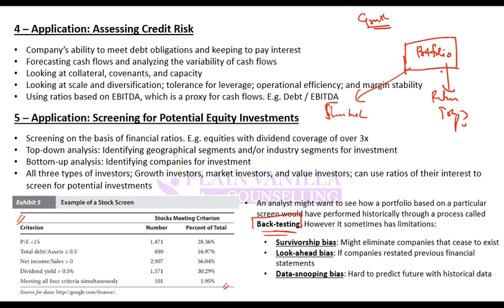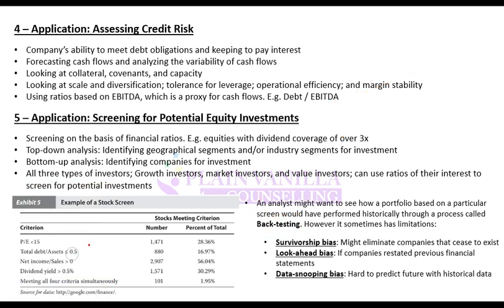That is testing if I had this portfolio in the previous years, how would it have performed, or how would it have impacted my returns. So that can also be an application. Back testing has some limitations. What are those limitations? Survivorship bias, which we discussed in quant, look-ahead bias, which we discussed in quant, and data snooping bias, which we discussed in quant.